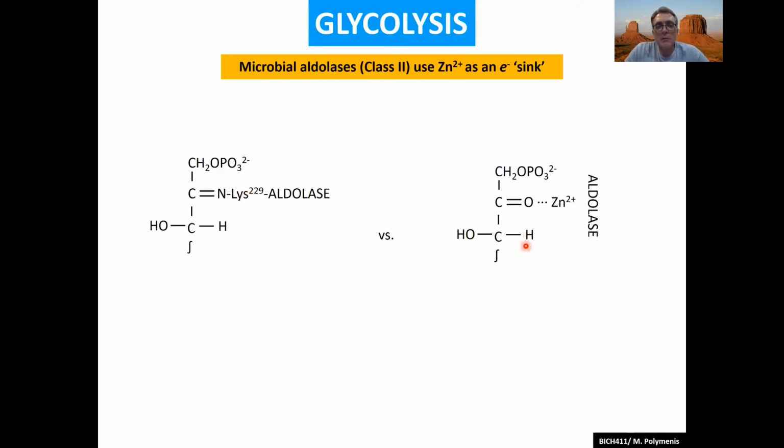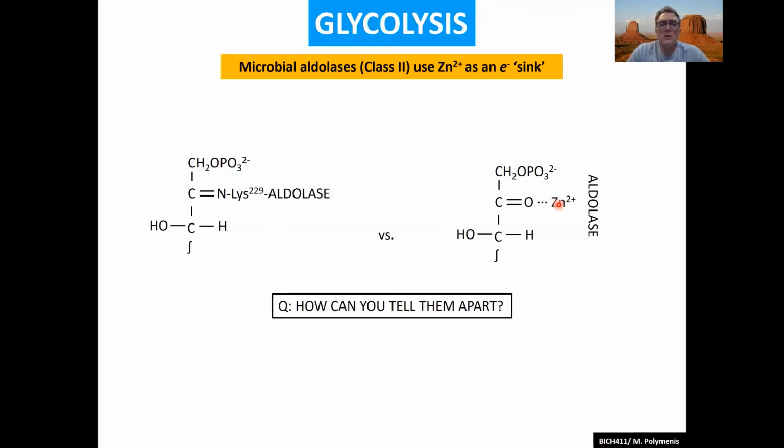But in many microbes, instead, there is some zinc bound to aldolase that serves the same purpose as an electron sink. And how can you tell them apart? Well, you can remove zinc with a chelating agent like EDTA or something like this, and then this one would be unaffected, but this one would be inhibited, obviously, because it absolutely needs the zinc to do its job as an electron sink.